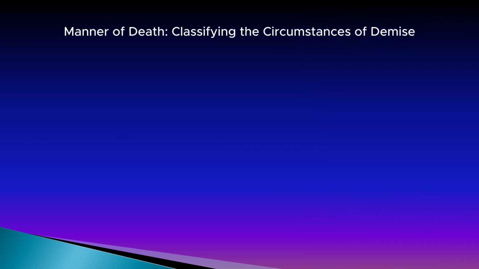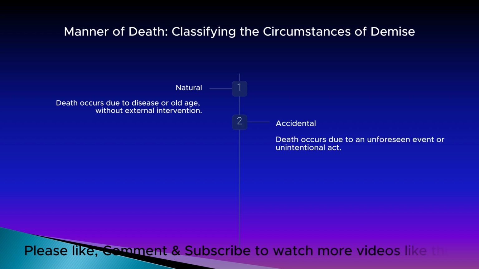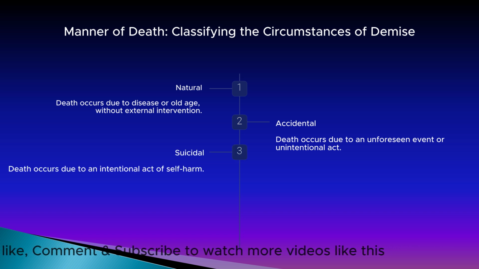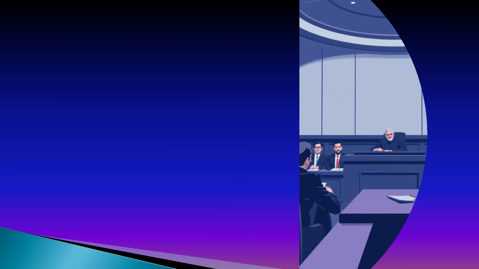Manner of death: classifying the circumstances of demise. Natural: death occurs due to disease or old age, without external intervention. Accidental: death occurs due to an unforeseen event or unintentional act. Suicidal: death occurs due to an intentional act of self-harm. Homicidal: death occurs due to the intentional act of another person. Undetermined: death occurs when the circumstances are unclear or inconclusive.